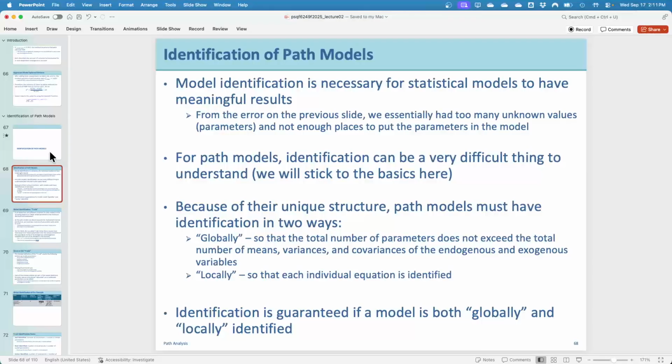We are going to keep it basic here. If you are studying path analysis to be a methodologist, you will have to do a lot more on this, but I'm just going to keep it simple, okay? Simplified, because that gets us most of the way. So we're going to look at it in two ways. There's a global and a local identification. Global is, can I estimate the whole thing? Local is, if I just took one section of it, would it be estimable by itself? Okay?